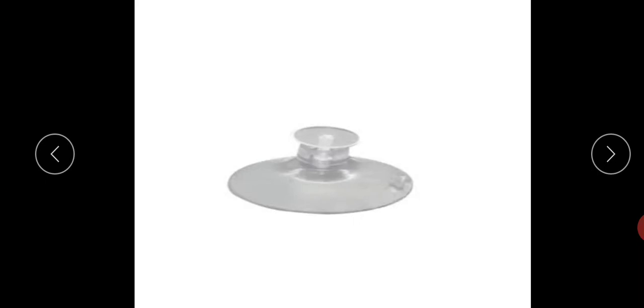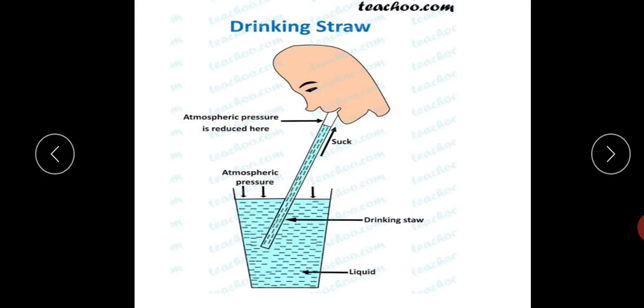Then only this sucker can be re-pulled back. So where else can we notice atmospheric pressure in our day-to-day life? So you can see, this is the straw.